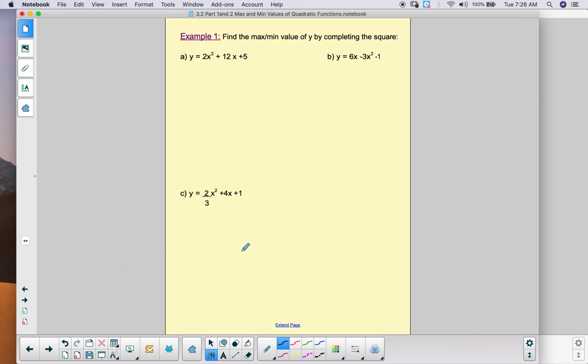We're going to try this example to find the maximum or minimum value of the y by completing the square. This is kind of practice of what we've already done. So I'm going to leave you to try these three on your own because we have done these questions before. Just remember, for the second one here, you have to rearrange it because the a value is -3, so it's the b value then the a value. So just rearrange it before you do it. Please practice those three questions.